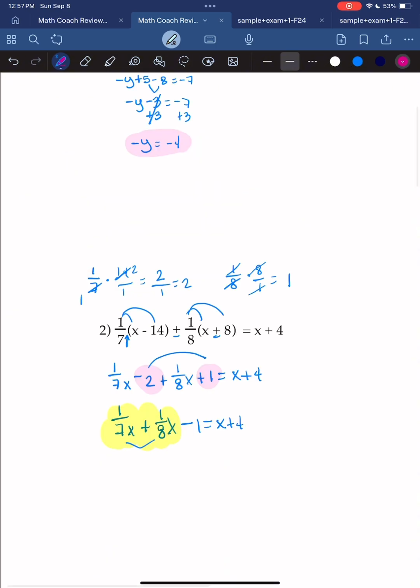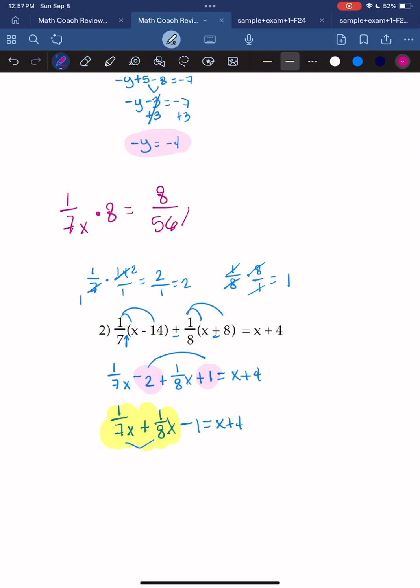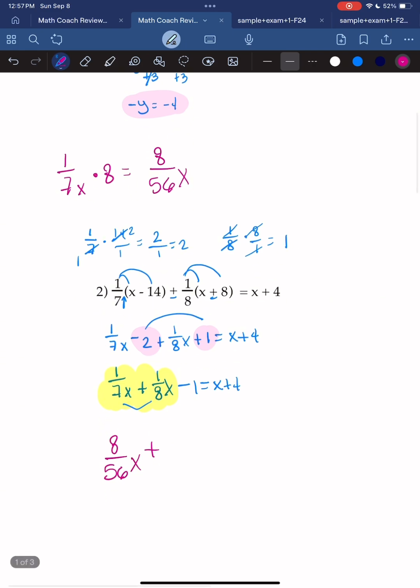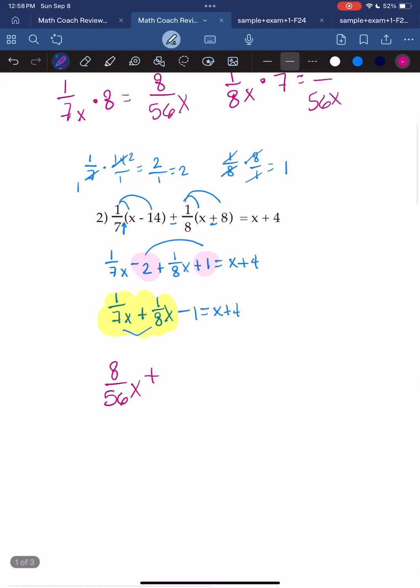Do this off to the side. So 1 over 7x times what is going to make the denominator be 56? Times 8. So it's going to be 8 over 56x. So bring that down. 8 over 56x plus, because they're both positive, and then 1 over 8x times what will make the denominator 56? That's going to be 7. 7 over 56x. Minus 1 equals x plus 4.